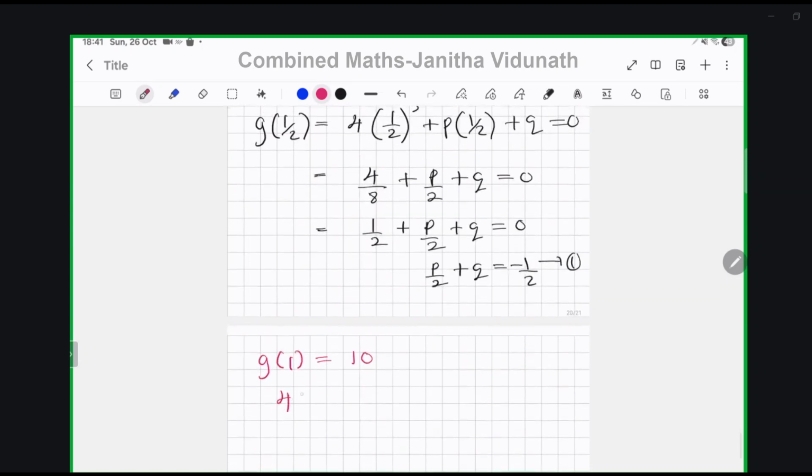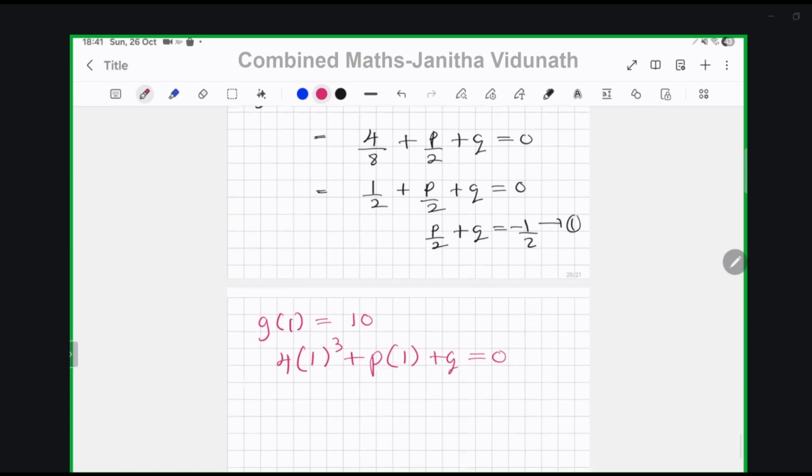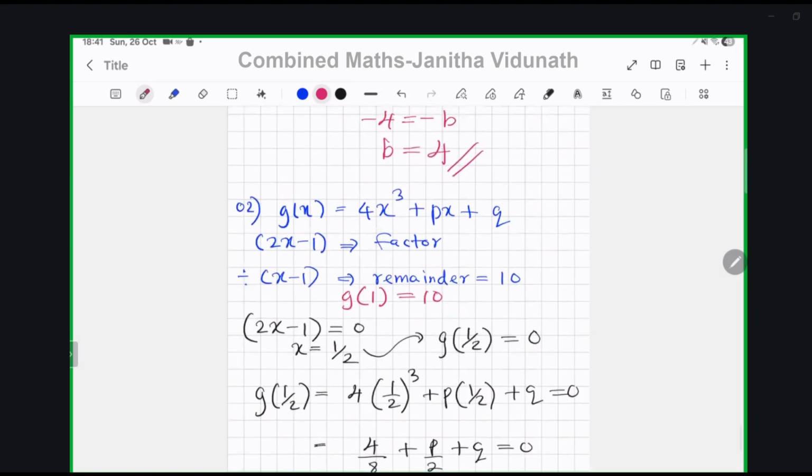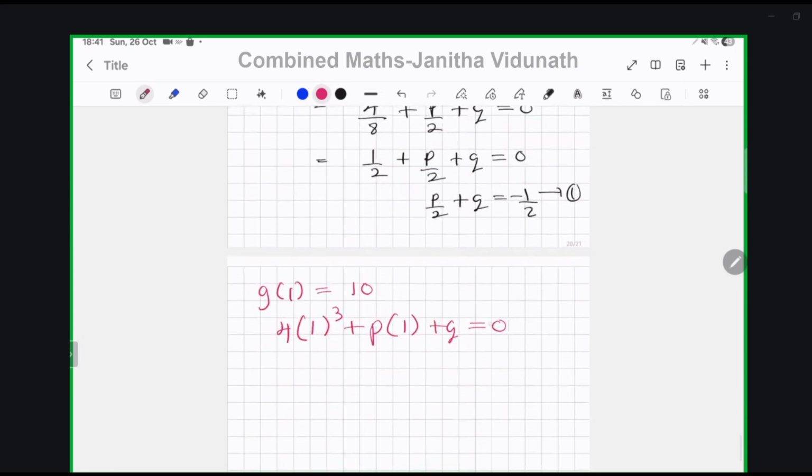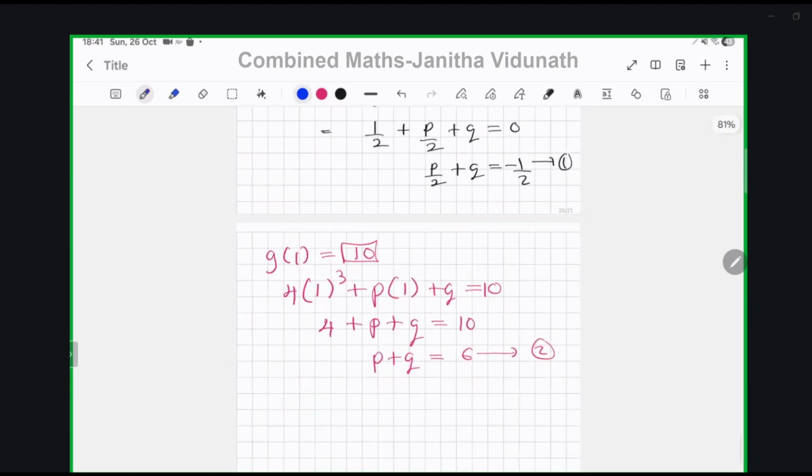That means 4 times 1 to the power 3 plus p times 1 plus q should be equal to 10. The remainder is 10. That means 4 plus p plus q should be equal to 10. From that we will get p plus q is equal to 6. This is our second equation. Now we can subtract the first equation from the second.